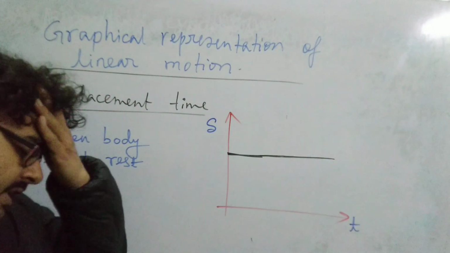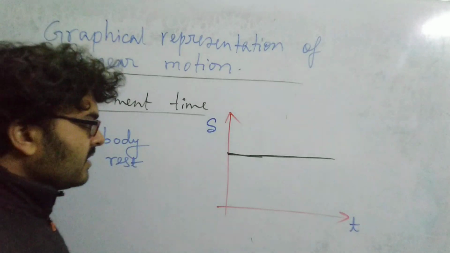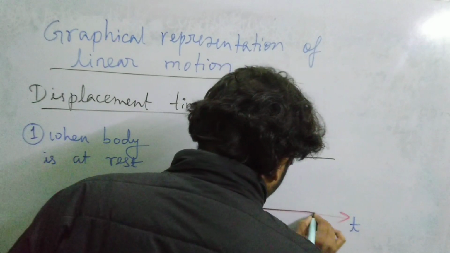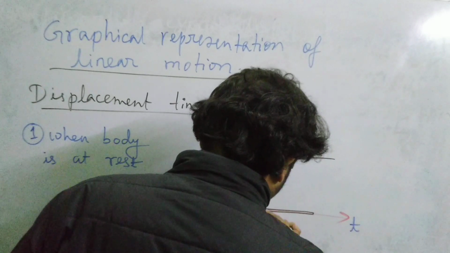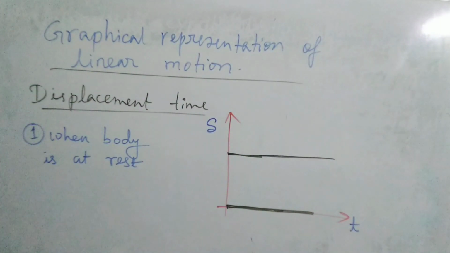Now, if the body is actually at the origin, then we will just get a line on the origin itself, like this. With respect to time, the body is not changing its position. So this is the nature of a displacement time graph for a body at rest.